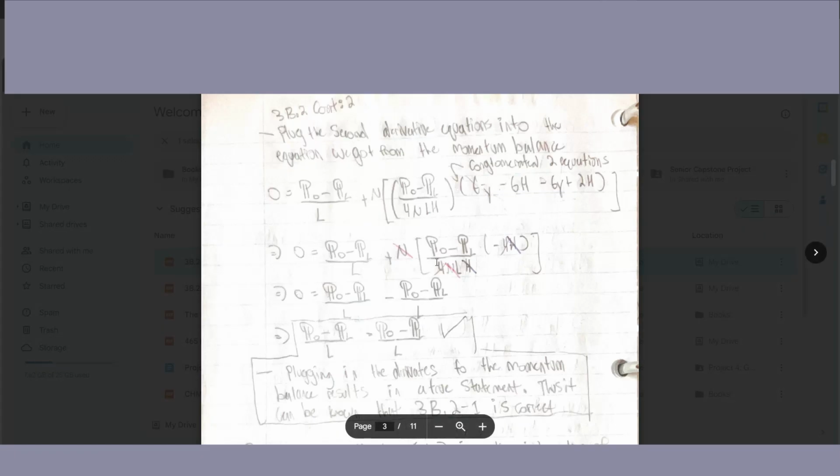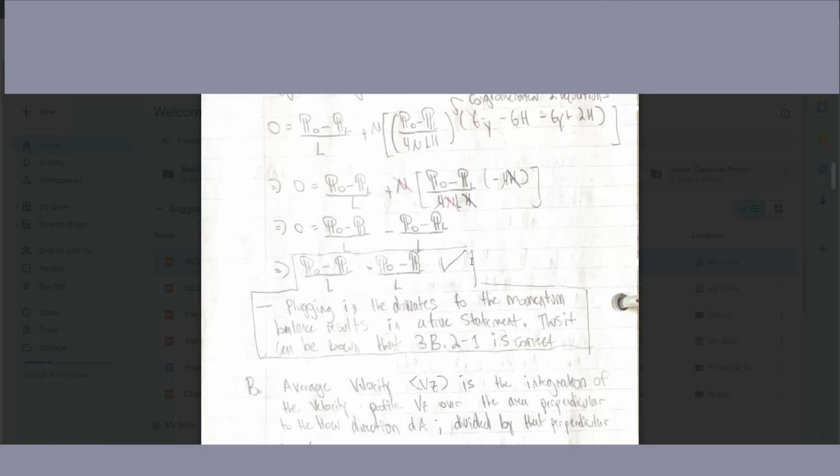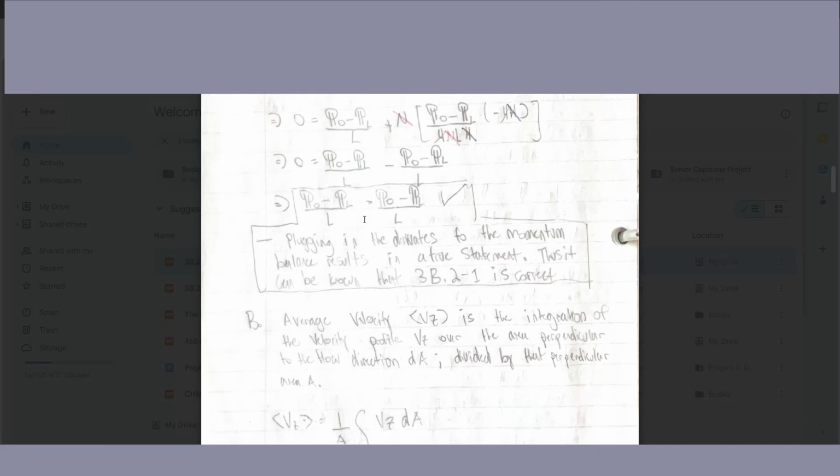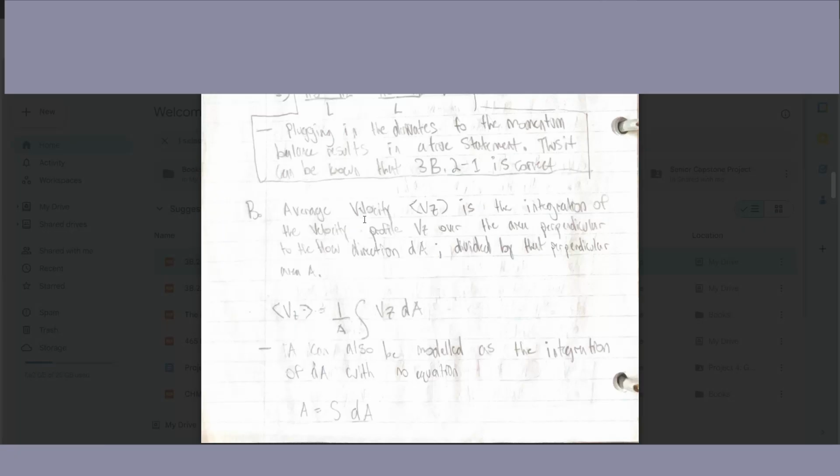Cancel out the 4, cancel out the h in the denominator, cancel out the viscosity, and you get 0 equals this expression basically. And that's just true. It's like 1 equals 1. So that's true for all coordinates. There's not really much work there to verify that, because it's just obviously true.